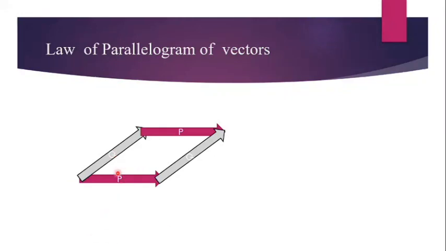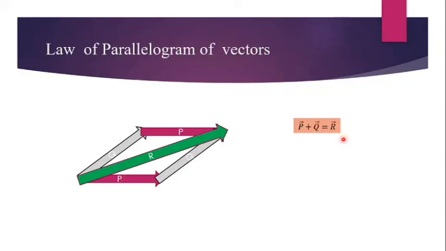Here we see two vectors represented by the two sides of the parallelogram which originate from their common point. Now in this case, their resultant is represented in magnitude and direction by the diagonal drawn from their common point. And hence again we write here vector P plus vector Q is equal to vector R.